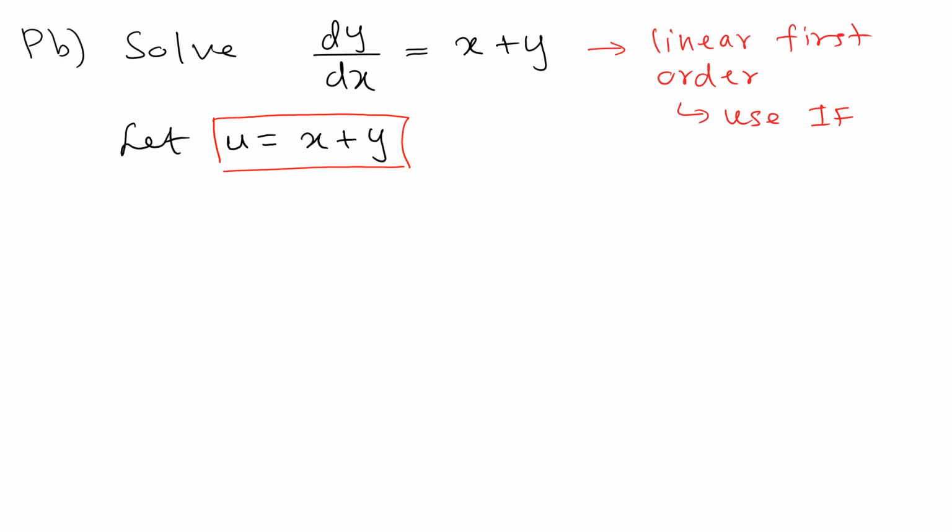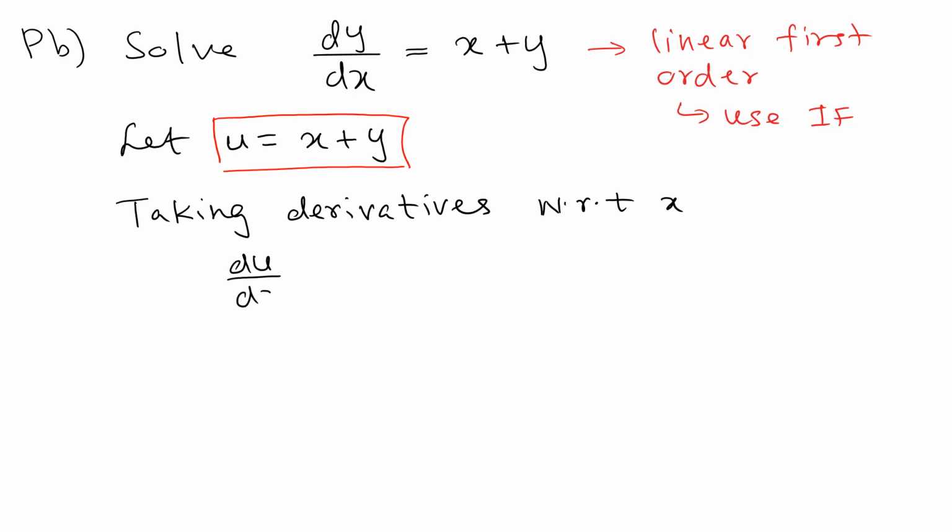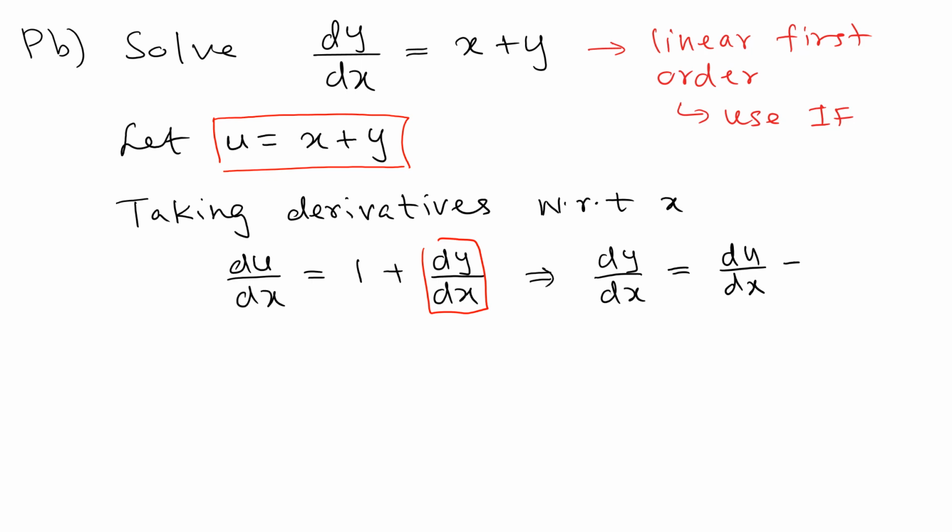And then we take derivatives. We take the derivative with respect to x, because there are two variables here. When you do that, you get du over dx on this side. The first term is going to give you 1. The second term is going to give you dy over dx. Next we can solve for this and then substitute. If you solve for that, you get dy over dx equals du over dx minus 1.